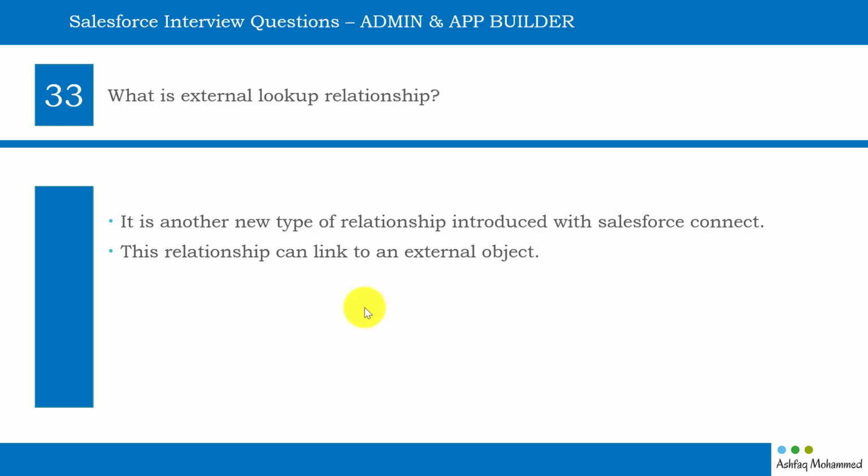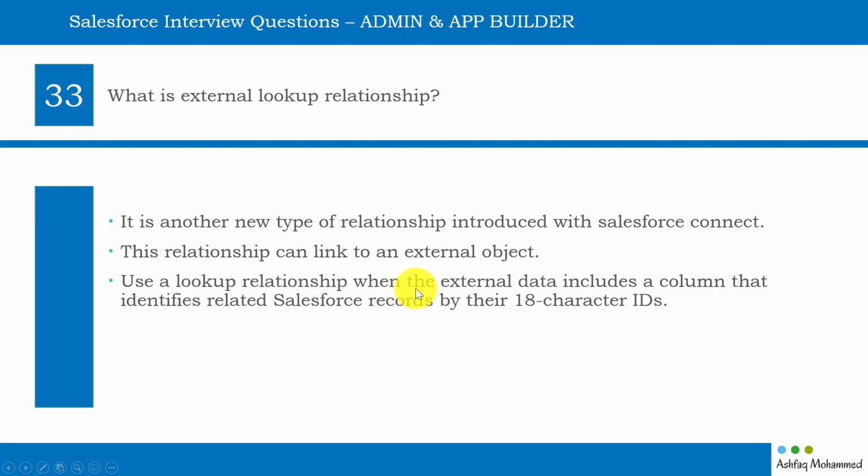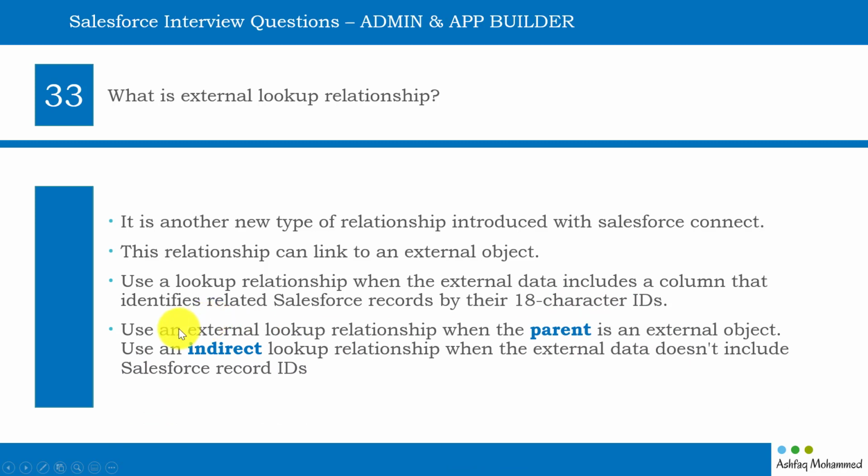Then we can create that external lookup relationship. Use a lookup relationship when external data includes a column that identifies related Salesforce records by their 18 character IDs. Use an external lookup relationship when the parent is an external object. Use an indirect lookup relationship when external data doesn't include Salesforce IDs. If that object doesn't have Salesforce IDs, then use an indirect lookup relationship.